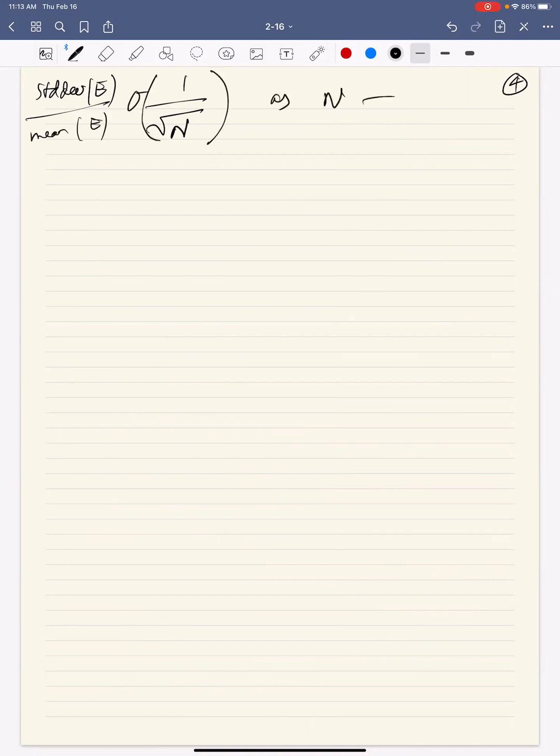This is 1 over square root of n. Therefore, the standard deviation of energy by mean of energy is order of 1 over square root of n as n tends to infinity. This 1 over square root of n shows up in equilibrium statistical mechanics all the time.